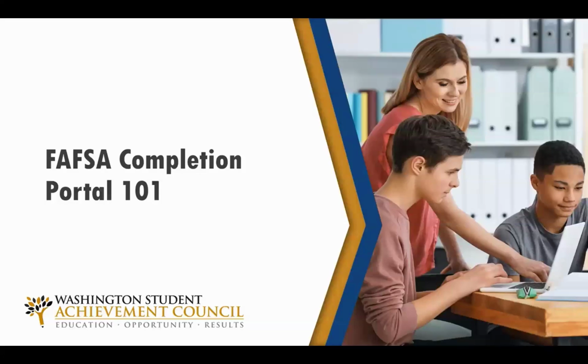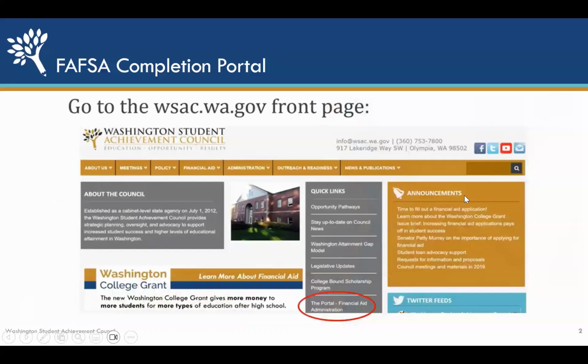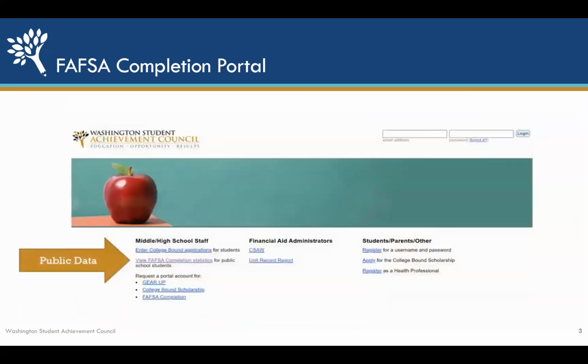Welcome. This video will explain to you the different features in the Washington Student Achievement Council's FAFSA completion portal. This is how you get to the portal. You can go to the WSAC homepage, which is wsac.wa.gov, and click on the link labeled the Portal Financial Aid Administration. Once you click on that link, it will bring you to this screen.